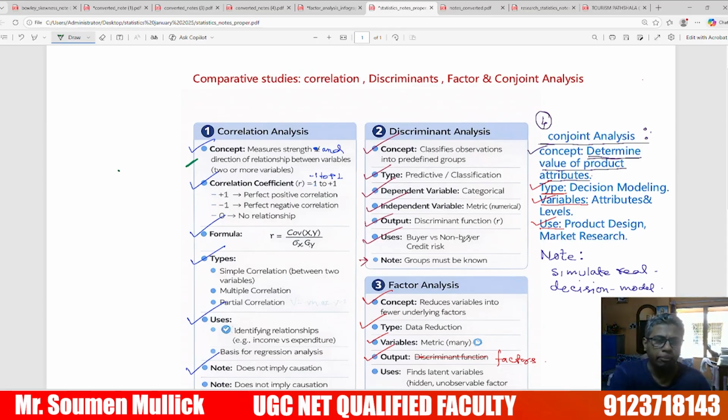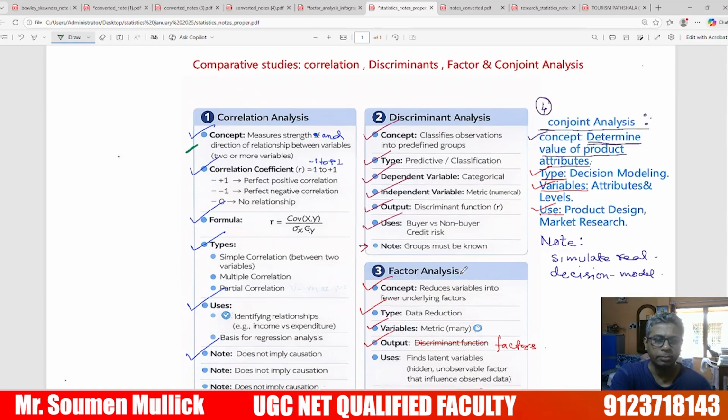Number 2, the types of discriminant analysis: predictive and classification. Dependent variable, a very important point of discriminant analysis: the dependent variable is categorical. The independent variables are metric or numerical. Output is the discriminant function. Uses: buyers versus non-buyers, credit risk, etc. Note the important rule: in discriminant analysis, the group must be known.